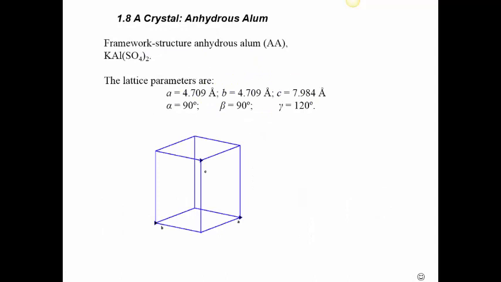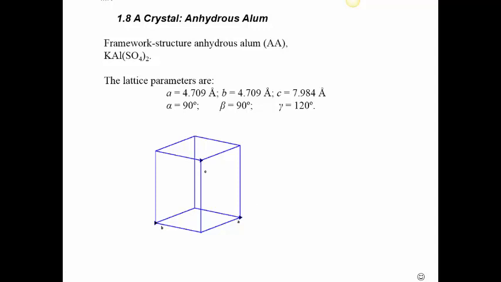And finally, we have another crystal altogether, anhydrous alum. This is a framework structure, potassium aluminum disulfate. And here's the lattice parameters. And once you already have the program, all you have to do is put in A, B, C, alpha, beta, gamma, and all the rest is done for you.